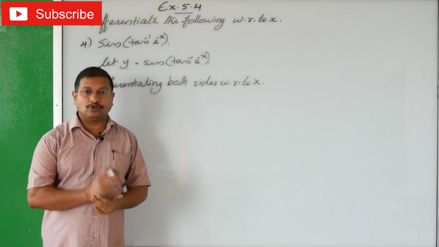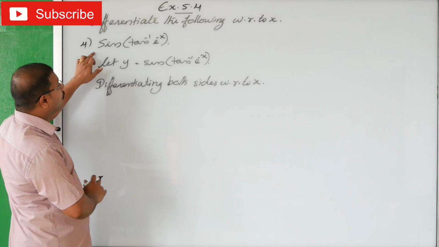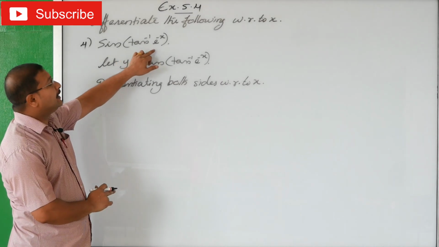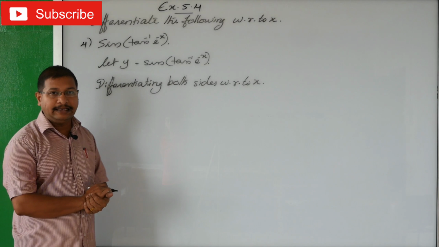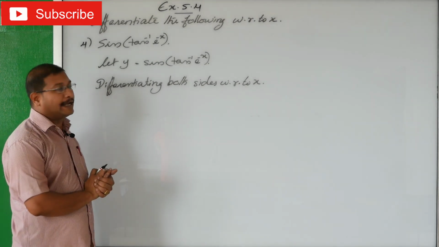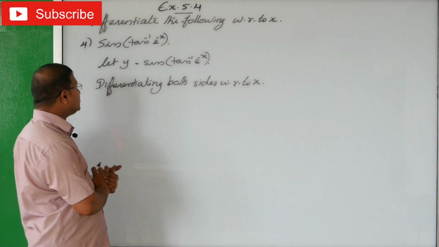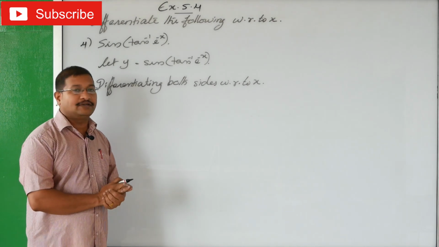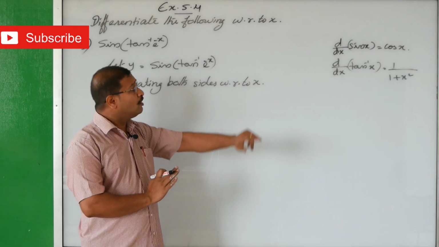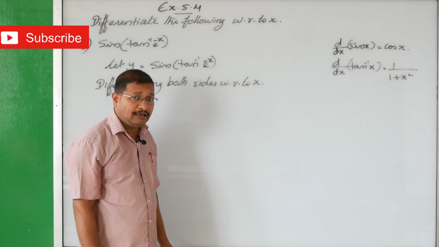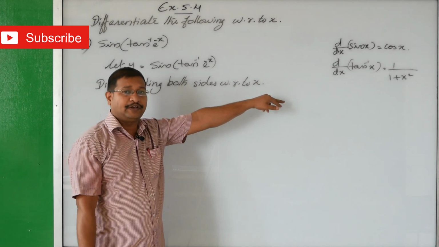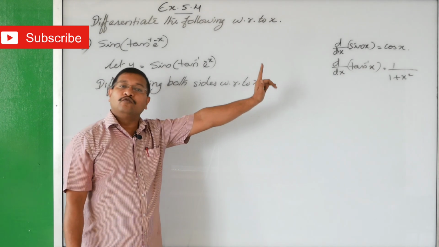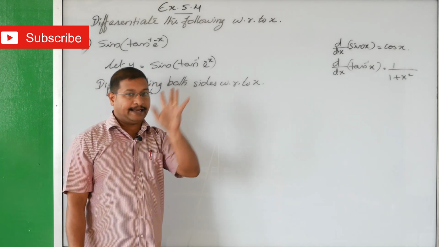Okay. Let's see question number 4. Sine of tan inverse e raised to minus x. First we'll write let y equal sine of tan inverse e raised to minus x. Of course, differentiating both sides with respect to x. Of course, we should know two equations. Derivative of sine x equals cos x. Derivative of tan inverse x equals 1 by 1 plus x square.